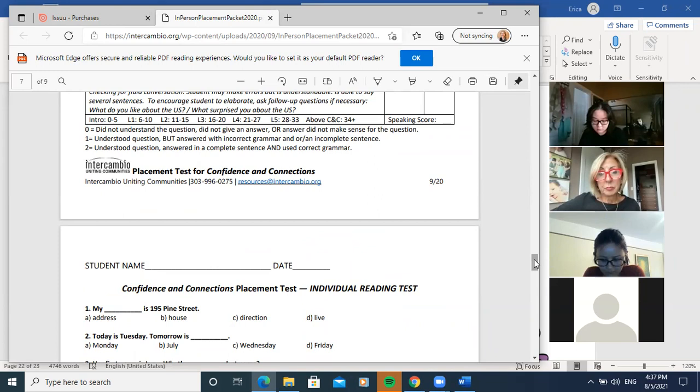If they can't write in the books, can we copy these little placement tests so that they can do them? This test is just online, so you could print it out. There's also copies at the library. On the same bookshelf with the Intercambio books, there's a great folder with copies of this test.